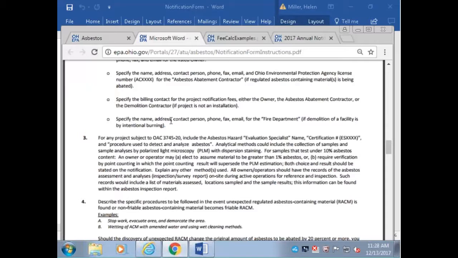There was one more question that just came in. Is a 10-day wait period required if a demo contractor discovers asbestos that was not on the initial survey? Yes. Yes.